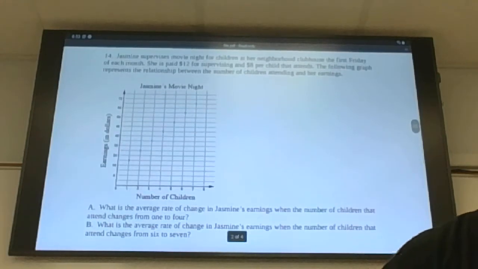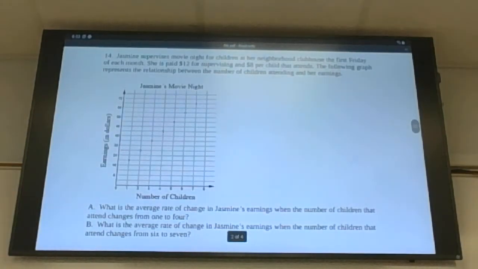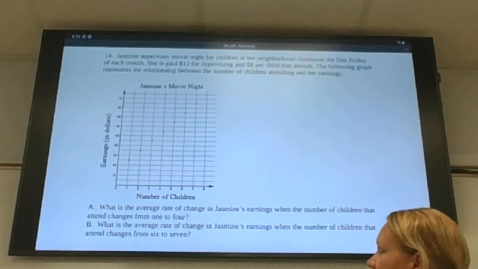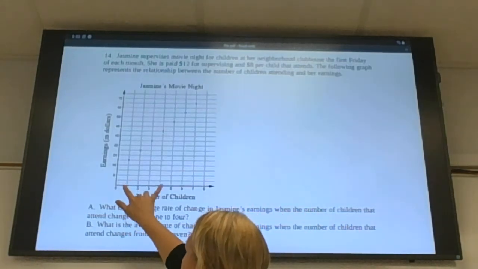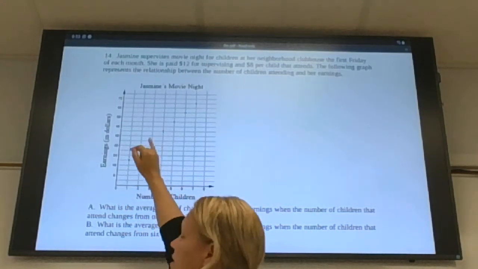Jasmine supervises movie night for children at her neighborhood clubhouse. The first Friday of each month, she's paid $12 for supervising and $8 per child that comes. The following graph represents the relationship between the number of children and her earnings. What is the average rate of change in Jasmine's earnings when the number of children changes from 1 child to 4 children?